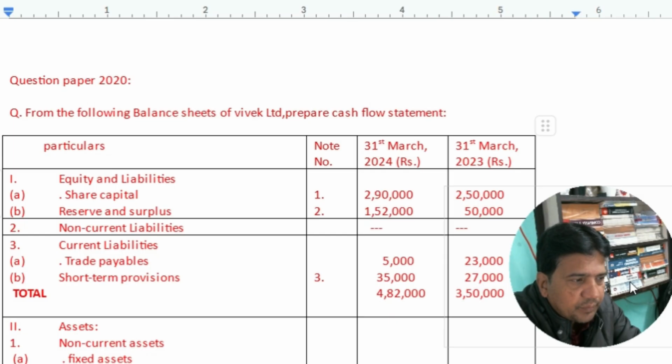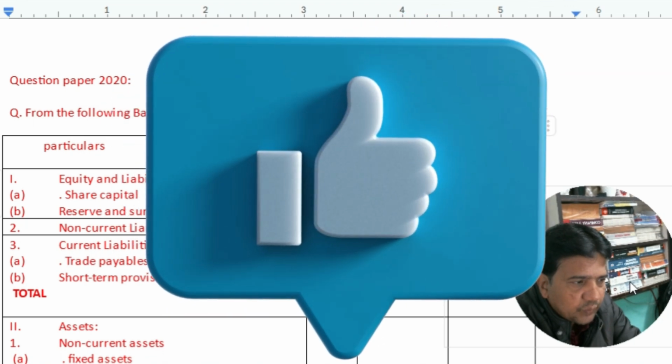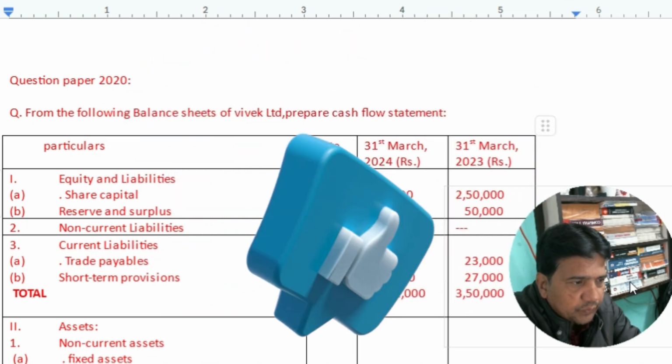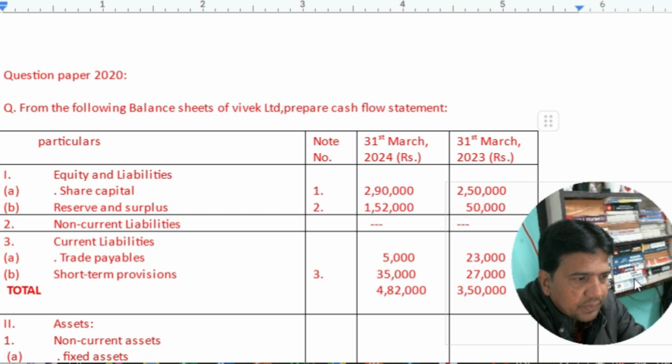So, in the preceding class I solved one problem on cash flow statement. Today I am solving the second problem of cash flow statement. It is important from the point of view of the board exam. Have a look at the question on the screen.